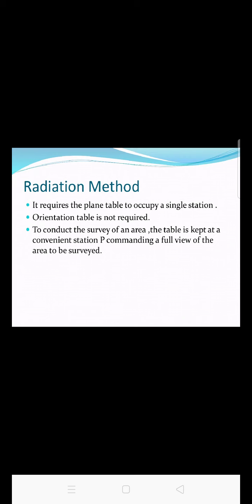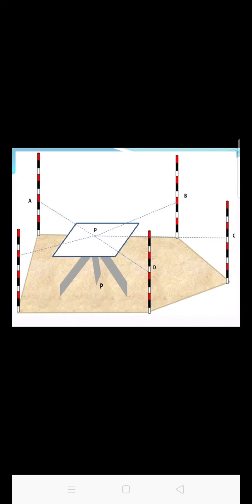Radiation method is used when from a single station point all the objects or points to be surveyed are visible. Basically when there is no obstruction, the ground is plain and all the objects are visible from one station point, then only the radiation method is used. In this method, as we can see in the picture, the plane table is set up at a particular station and all the temporary adjustments are carried out, that is setting up, leveling, centering. No orientation, as the station is only one.